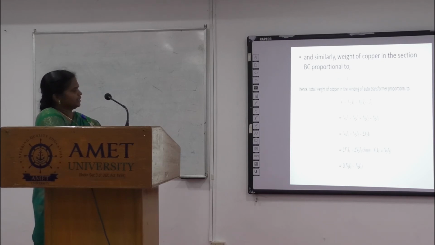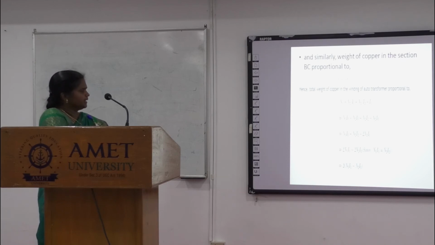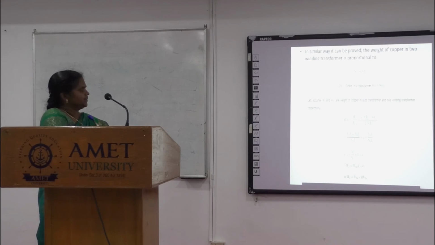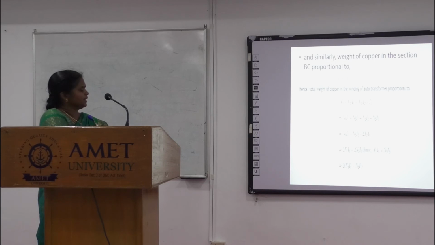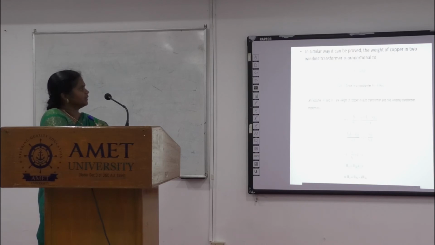Then simplifying that equation, assuming N1 I1 equals N2 I2, we will get 2 times N1 I1 minus N2 I1. So this, 2 times N1 I1 minus N2 I1, is the weight of the auto transformer. The other one is the weight of the two-winding transformer.